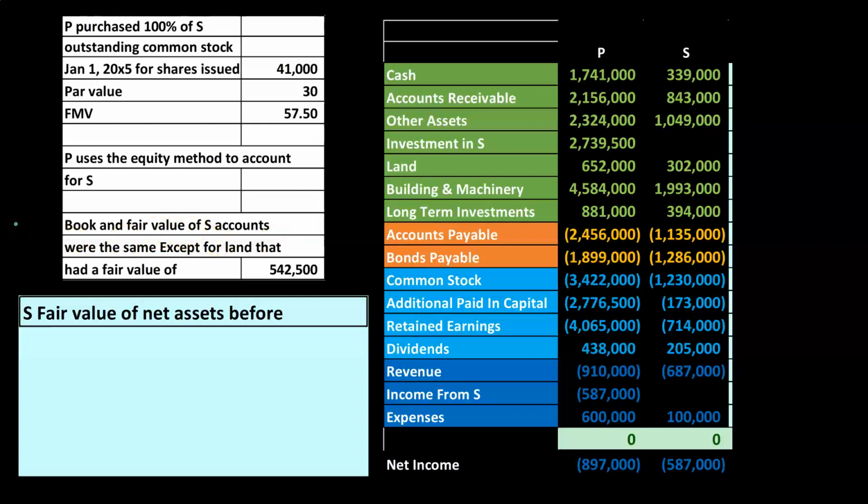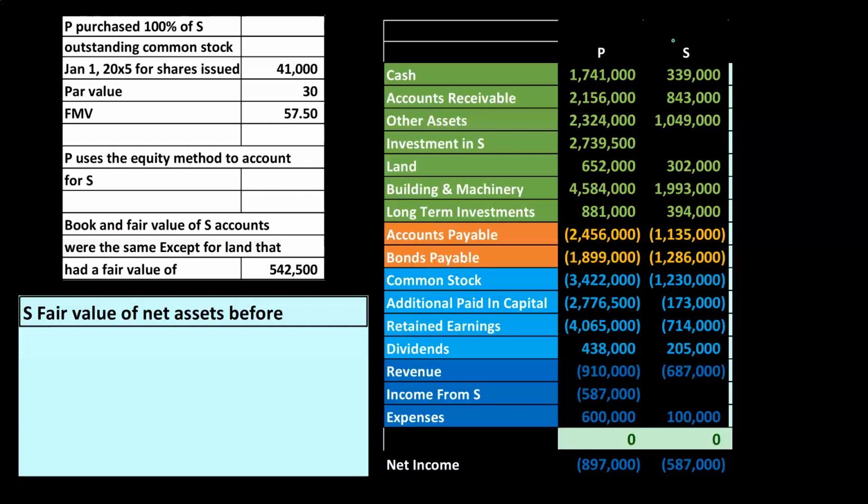And then book and fair value of S accounts were the same except for land that had a fair value of $152,500. So now we're going to say, all right, at the point in time of purchase, not now, this trial balance over here is a year later. We're combining this a year later. Now note that in practice, of course, we would have the information at the point in time of purchase, and we could just look at that data. If you're looking at a book problem, oftentimes you're limited to the data, right? And all we have is the trial balance as of the end of the second year.